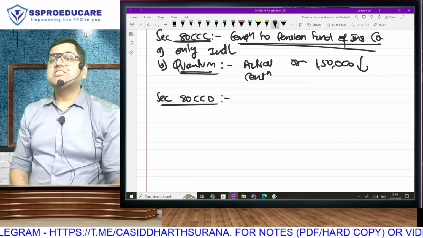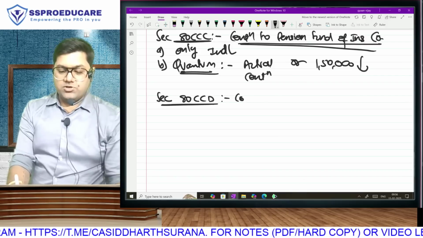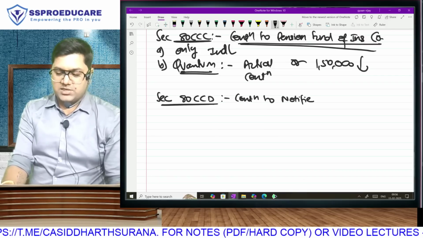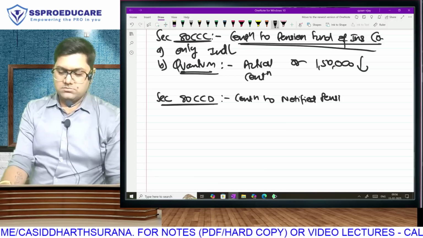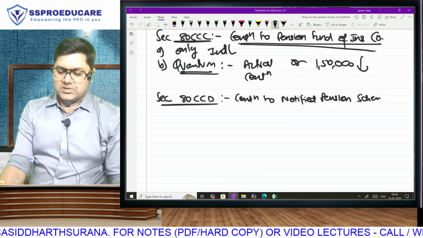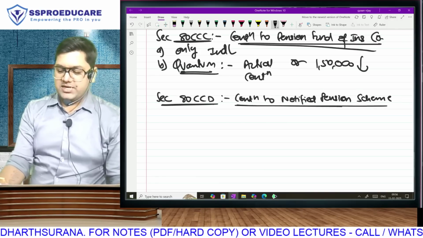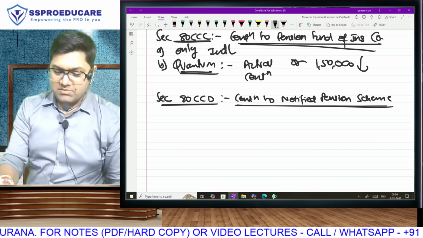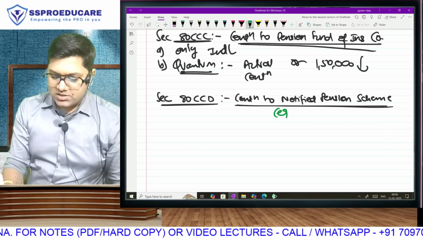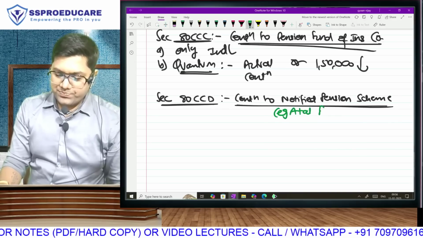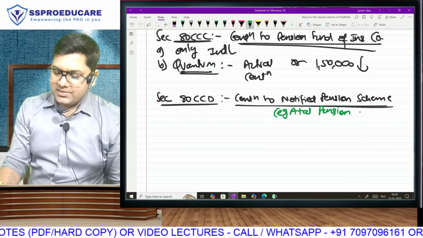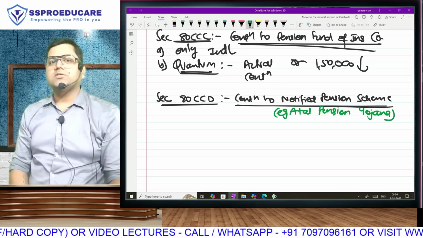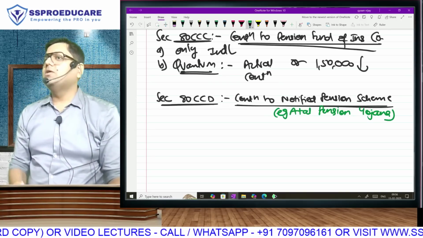Section 80CCD, contribution to NPS. NPS is Notified Pension Scheme. So government, when they brought this section, said that we will bring some scheme. We will notify, meaning announce, a scheme. And the government did announce a scheme called the Atal Pension Yojana. See, Yojana is the Hindi translation of the word scheme. Pension is pension, of course. What is Atal?